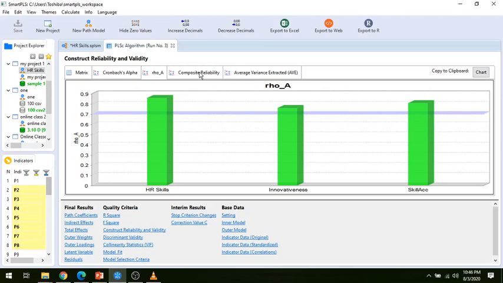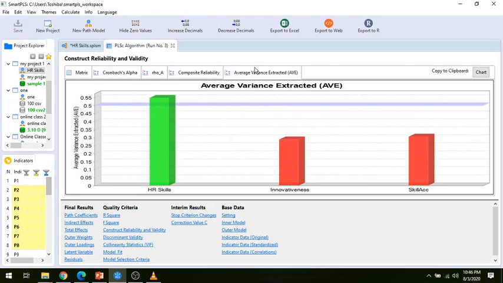So all the values are more than 0.7, so we will say that the construct validity is there. And AVE, average variance extracted, we find that HR skill, it is more than 0.5, it is good, acceptable level, whereas innovativeness and skill acquisition, the value AVE is less than the acceptable level of 0.5. So we have issues with the construct validity for innovativeness and skill acquisition.